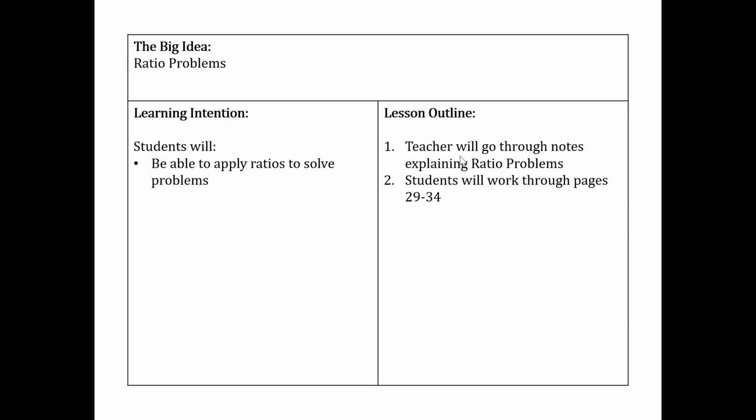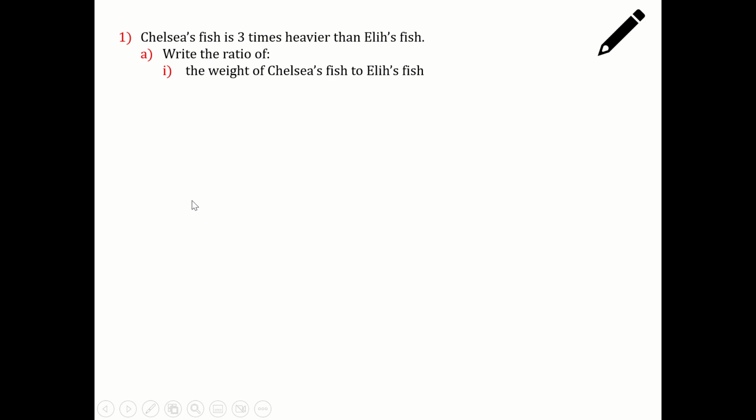All right, ratio problems. Let's have a look at some examples. So Chelsea's fish is 3 times heavier than Eli's fish. Write the ratio of the weight of Chelsea's fish to Eli's fish. So we remember with ratios, order is important. So Chelsea's fish was first, and then Eli's fish. So Chelsea's fish is 3 times heavier. So the way that we would write that ratio is 3 to 1. Okay, for one of Eli's fish, Chelsea would be 3 times heavier. So it's 3 to 1.